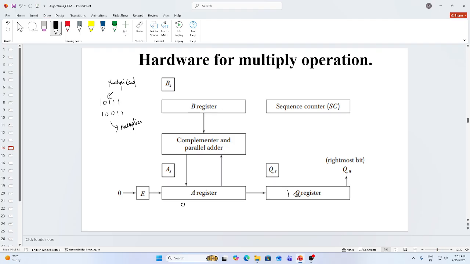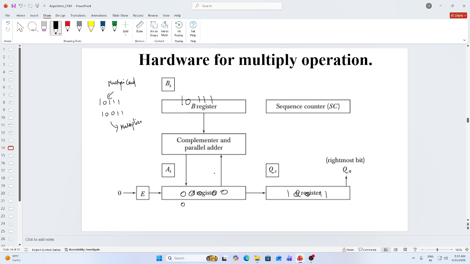So 1 0 0 1 1 I'll put in the Q register. The A register I'll initialize with zeros, 0 0. Here I am assuming 5 bits, so all registers I am assuming to be 5 bits. Similarly, the multiplicand I will fix in the B register, so the B register I will initialize with 0 1 1 1.